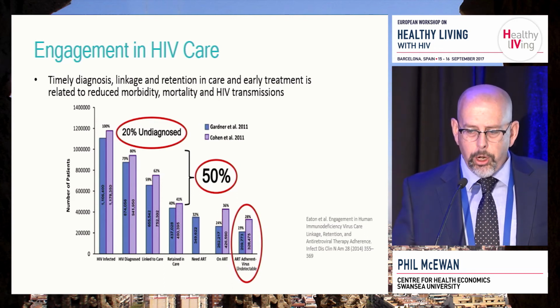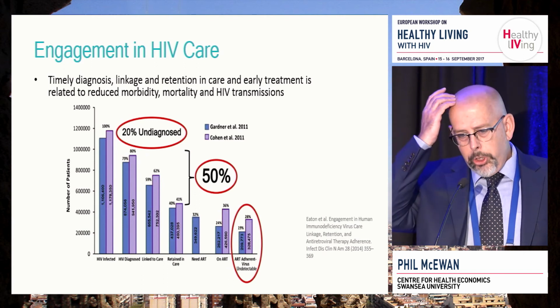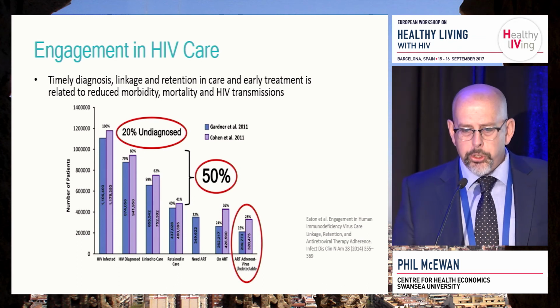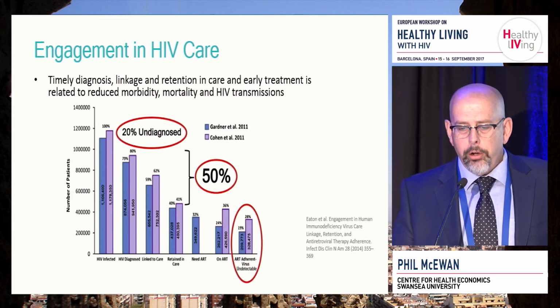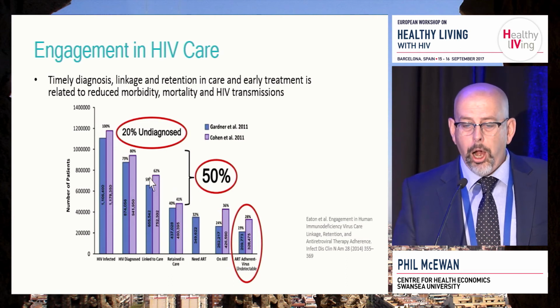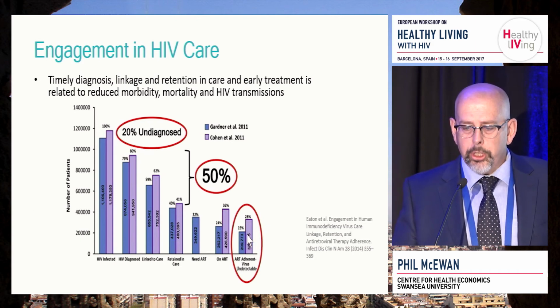And I'm sure this is a graph that you're familiar with, looking at a US study in which it's estimated around 1.1 million patients living with HIV, around 80% of those aware of their HIV status, but only around 40%, so around half of those aware of their HIV status, actually retained in care. And of that 40%, you're down to kind of 20 to 30% who are fully adherent to their therapies.